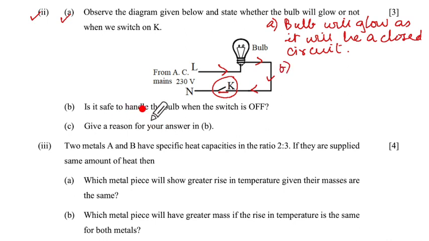Is it safe to handle the bulb when it is switched off? Now, if it is switched off, your part B says when it is switched off, the key over here is going to be open. So the bulb will get switched off. But will it be safe to handle? No, because the bulb is still connected to the live and so it will be at a higher PD. So we are going to say no, it will not be safe.